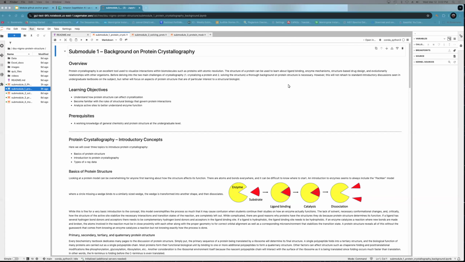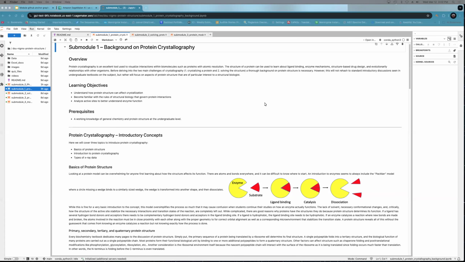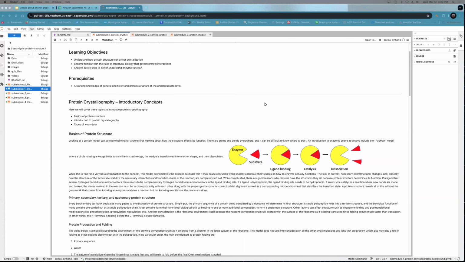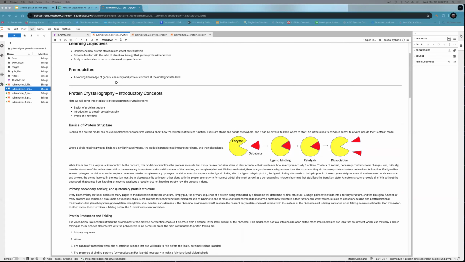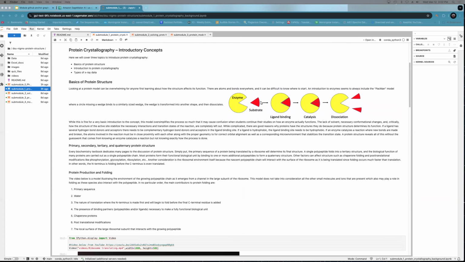So the first module that we have to work on is a background in protein crystallography. Some learning objectives are how protein structures can affect crystallization, become familiar with structural biology rules that govern interactions, and how to analyze active sites to figure out how enzymes actually work. So you don't really need to know much more other than general chemistry at this point, and I suppose biochemistry would probably help too, but you really just need to know what a protein is, which is something you can learn as a freshman or upper level, even high school course.